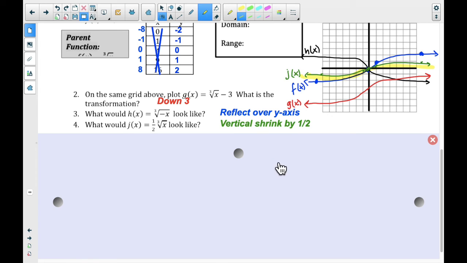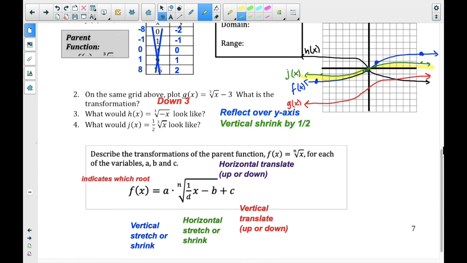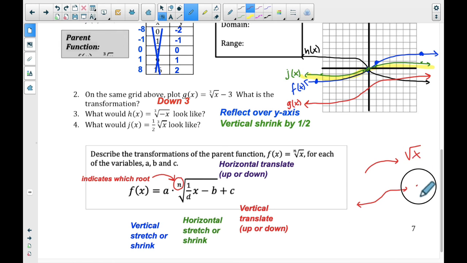Okay, what does all this mean? Well, it follows the same HIVO rules that we have been following all year long. So on the outside, that little number in the cube just tells you which root it is. So it's just going to tell you, is it going to be a square root function or is it going to be a cube root function? The number outside, that a, that's going to be a vertical shrink or stretch, and we just saw how it could get taller like this or maybe get a little bit narrower like that. That a in front is going to determine that.